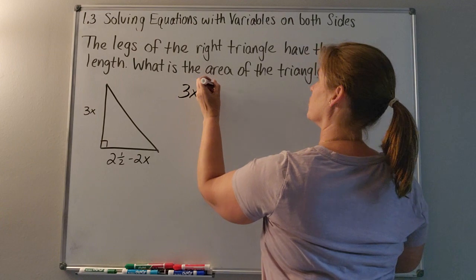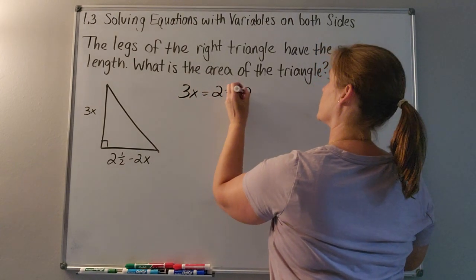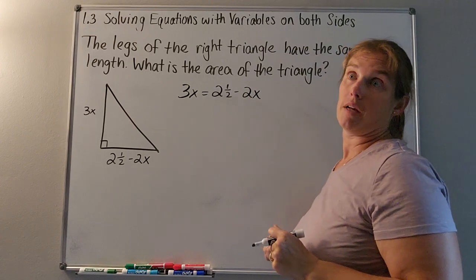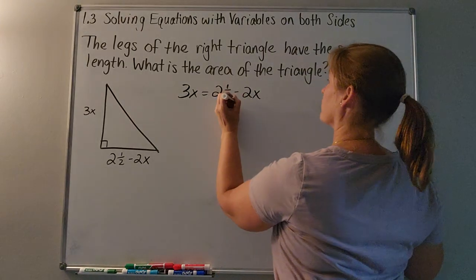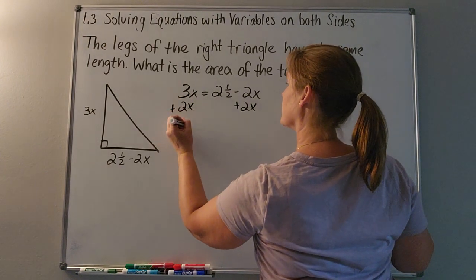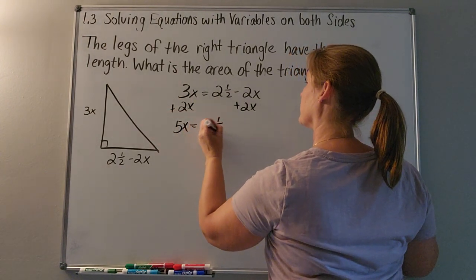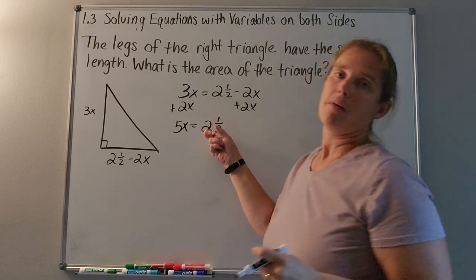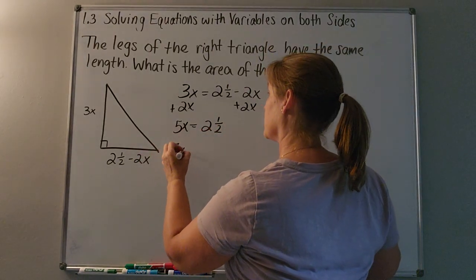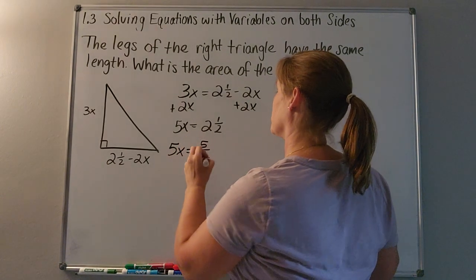3x is equal to 2.5 minus 2x. Okay? Get variables all on one side. I'm going to add 2x to both sides. 5x equals 2.5. Okay, mixed numbers a problem. Let's turn it into an improper fraction. So 5x equals 5 halves.